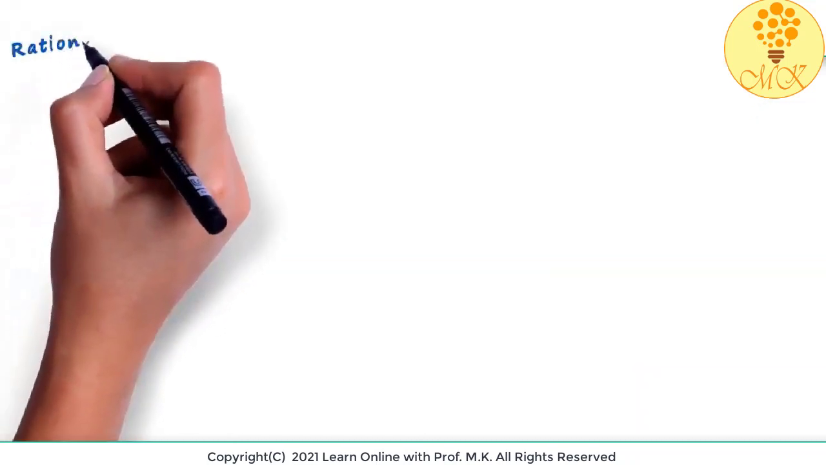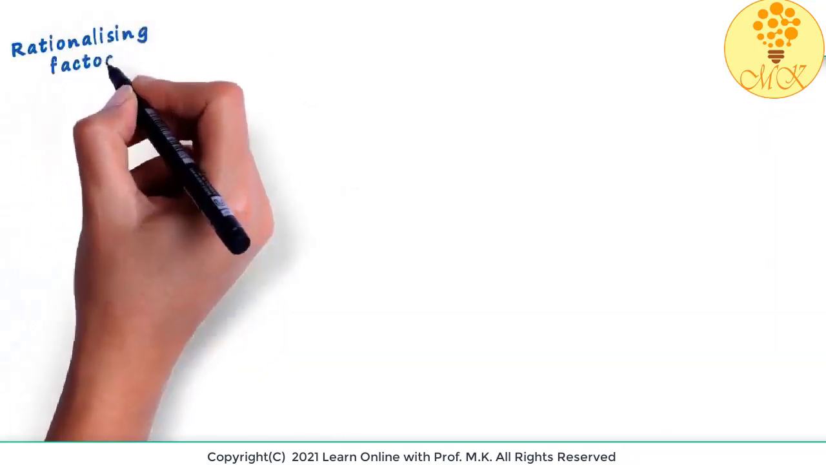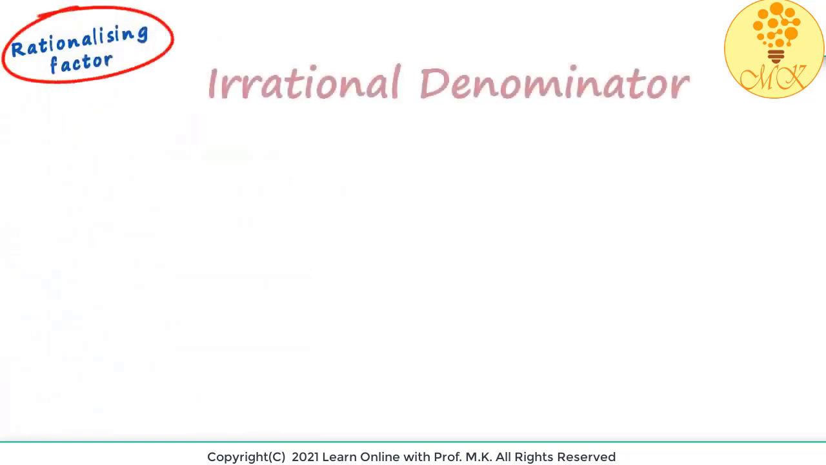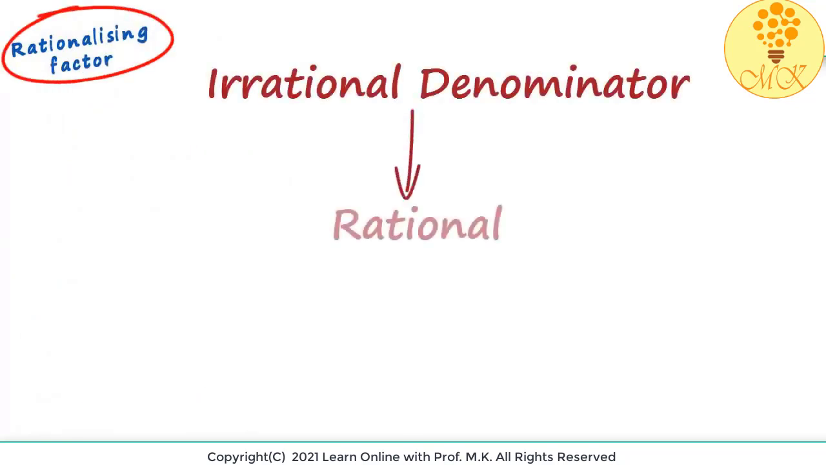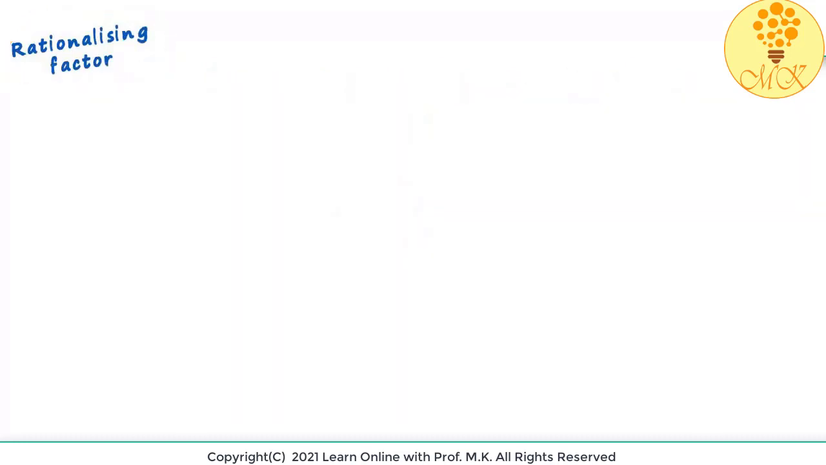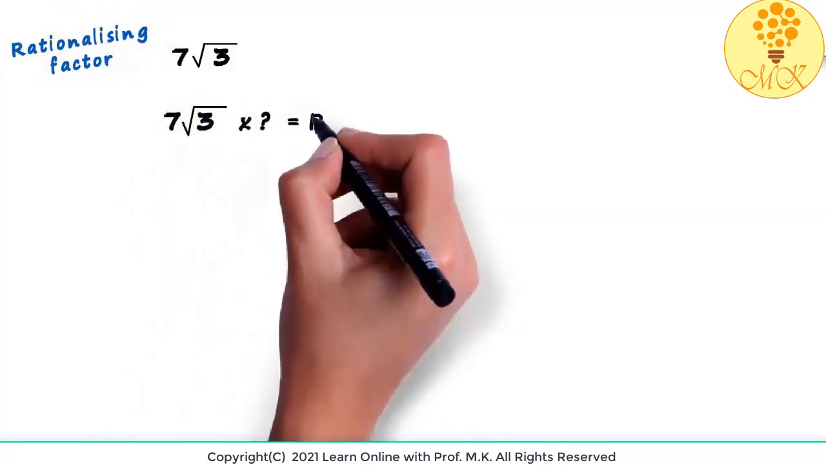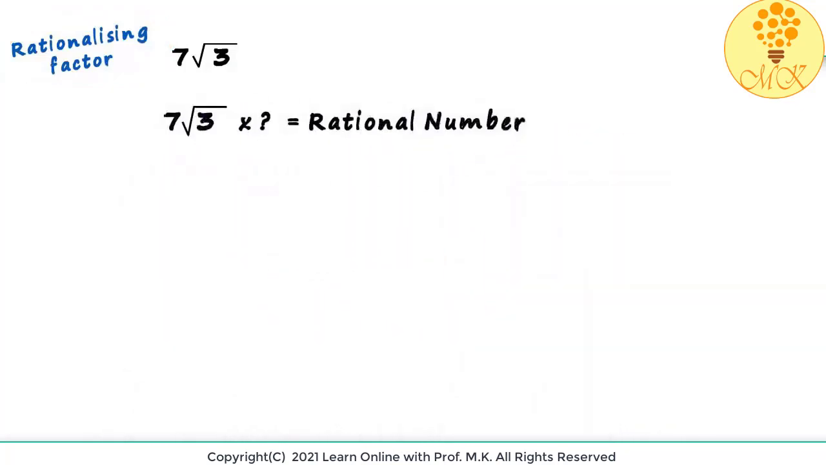What's a rationalizing factor? In the previous video, we used the rationalizing factor to make an irrational denominator rational. Consider an irrational number like 7 root 3. How do we find the rationalizing factor of this irrational number? Let's understand the concept of a rationalizing factor first. We just have to ask ourselves one question. 7 root 3 multiplied by what number gives us a rational number? This number here will be the rationalizing factor of 7 root 3.